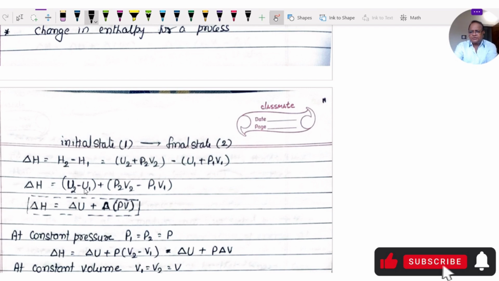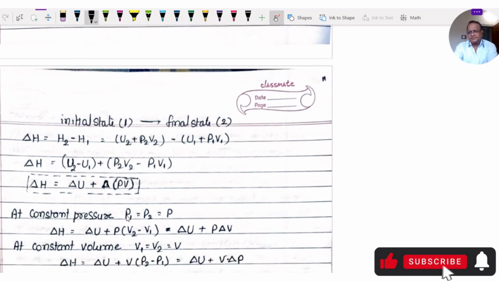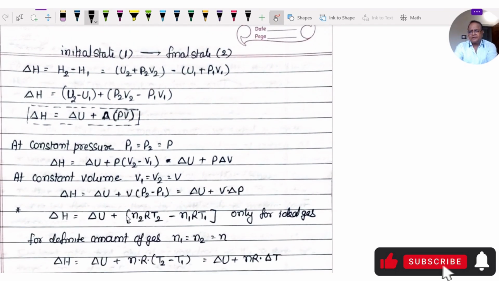After rearranging, delta H equal to delta U plus P2 V2 minus P1 V1, or delta H equal to delta U plus delta PV. At constant pressure, when P1 equal to P2 equal to P, this equation reduces to delta H equal to delta U plus P (V2 minus V1), or delta U plus P delta V.